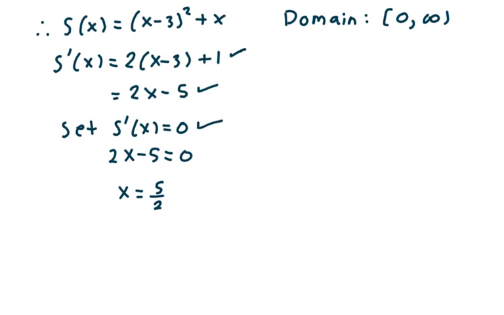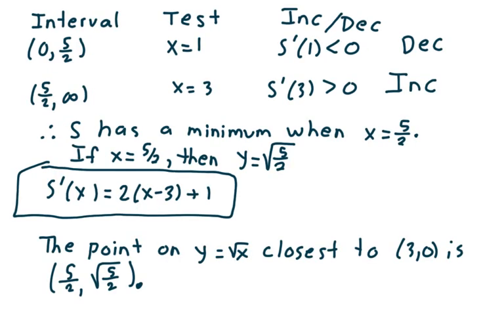Set s prime of x equal to 0. So 2x minus 5 is equal to 0. Solving for x, we get x equals 5 halves. That's my critical number. Now, we set up our interval. So we have the interval from 0 to 5 halves and the interval from 5 halves to infinity. I'm going to test x equals 1 in the first interval and x equals 3 in the second interval.